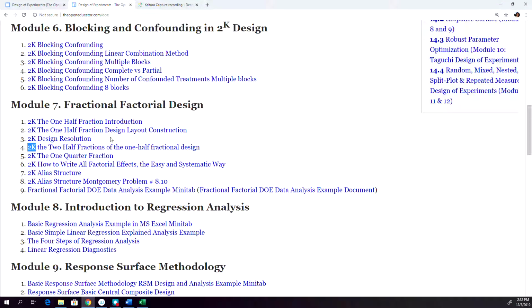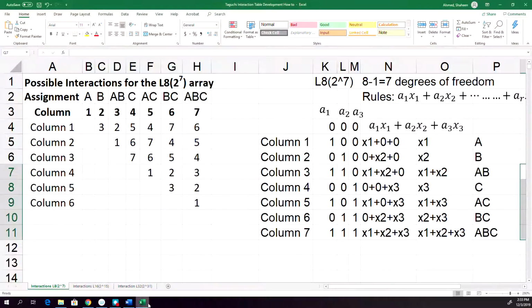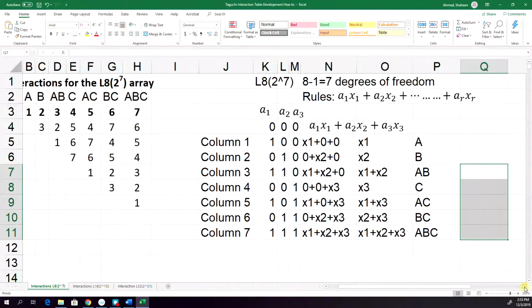However, Taguchi design was originally created for the lowest possible resolution, which is resolution 3. Alias structure, to simply understand it, is what the word says, basically aliases. So let me explain with an example here.